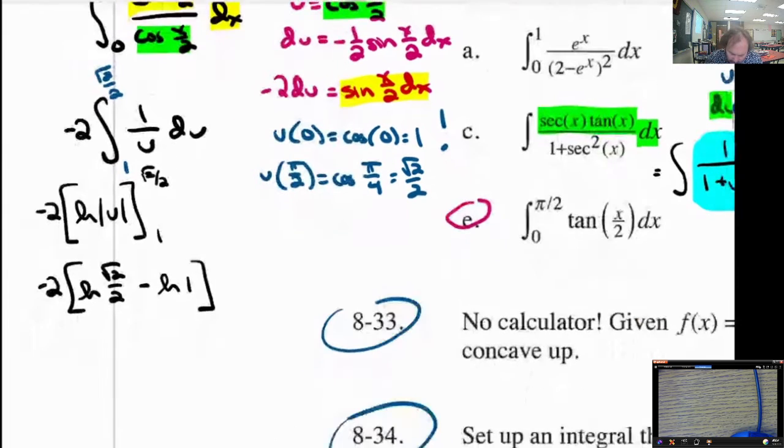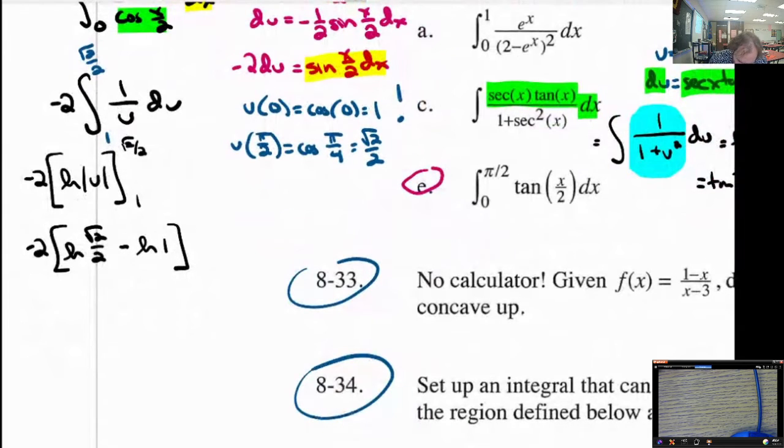There is some algebra that we could do with properties of logarithms. I'm not too worried about it, honestly, here. I'm good with this answer just the way it is. I like it. I'm done with it. Let's circle it. Let's move on.